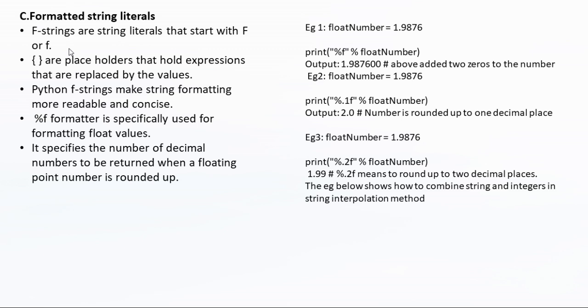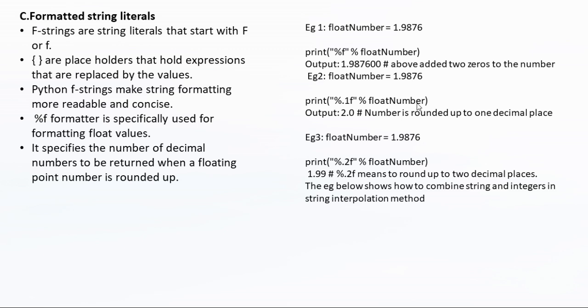So basically in formatted string literals, we will be doing formatting using the f formatter. Here we will have curly brackets. Curly brackets will be the placeholder, and f will be used for formatting the floating value. For example, in this example, I have declared a number 1.9876. It's a floating number. When I give print with f and the float number, the float number would be displayed, but an extra 00 will be added to the number. So when you just give f, two zeros will be added to this number by default.